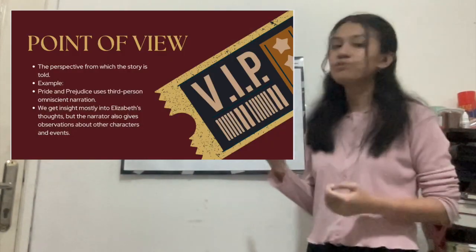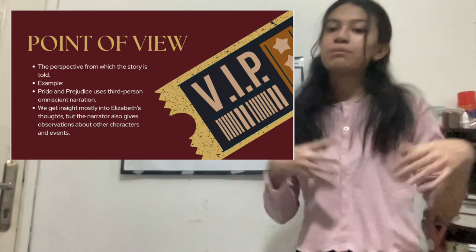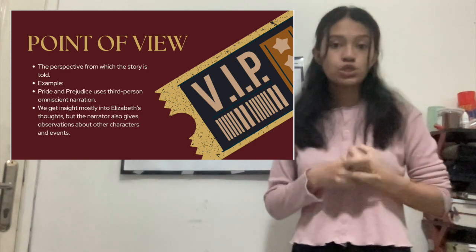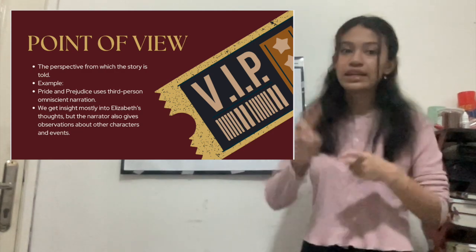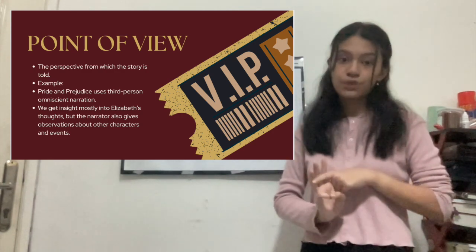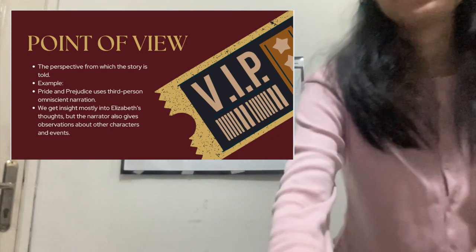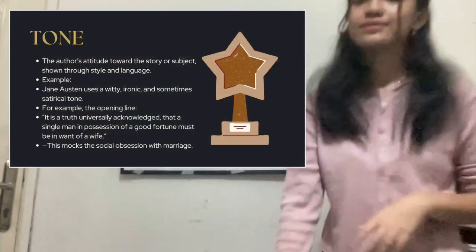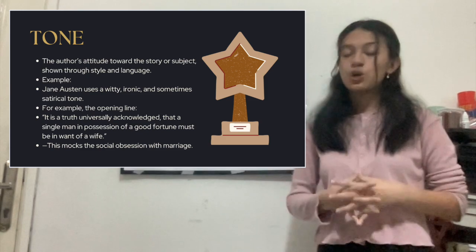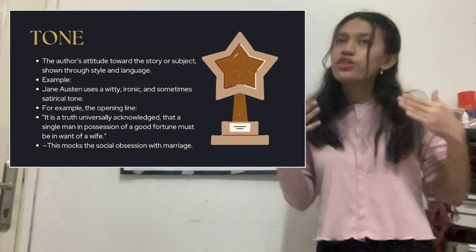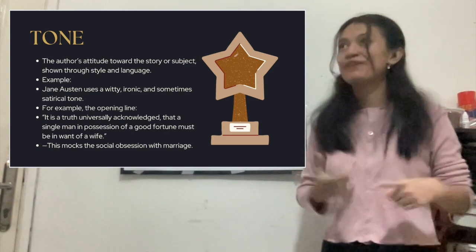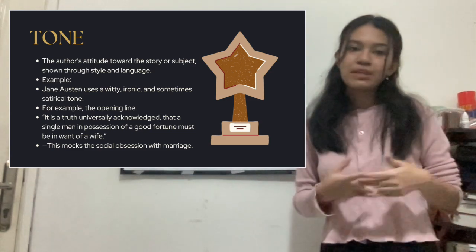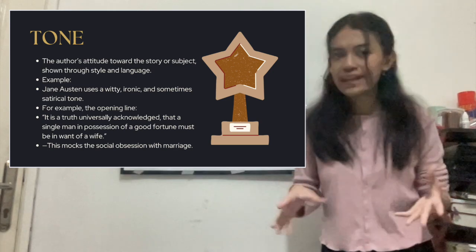Now, point of view. Point of view is the perspective from which the story is told. It can be from a first person point of view, second person, or third person point of view. And as for tone, it is the author's attitude towards the story. It can be witty, it can be funny, or it can be sarcastic or mocking.